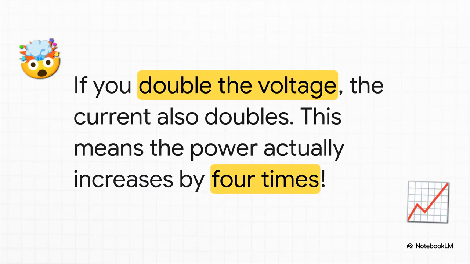Okay, so check this out, because it's a really fascinating little quirk. You'd think if you double the voltage, you'd just double the power, right? Makes sense. But nope. Because of something called Ohm's law, when you double the voltage, you also end up doubling the current. So when you go to calculate the power, you're multiplying two things that have both doubled. And 2 times 2 is 4. Doubling the voltage actually quadruples the power. It's a huge deal in electrical engineering, and that's why tiny changes in voltage can have massive effects.